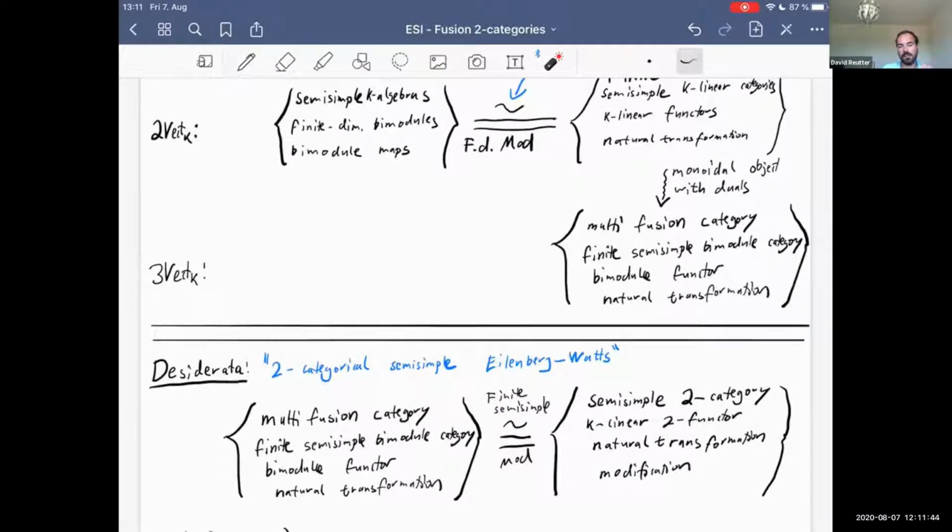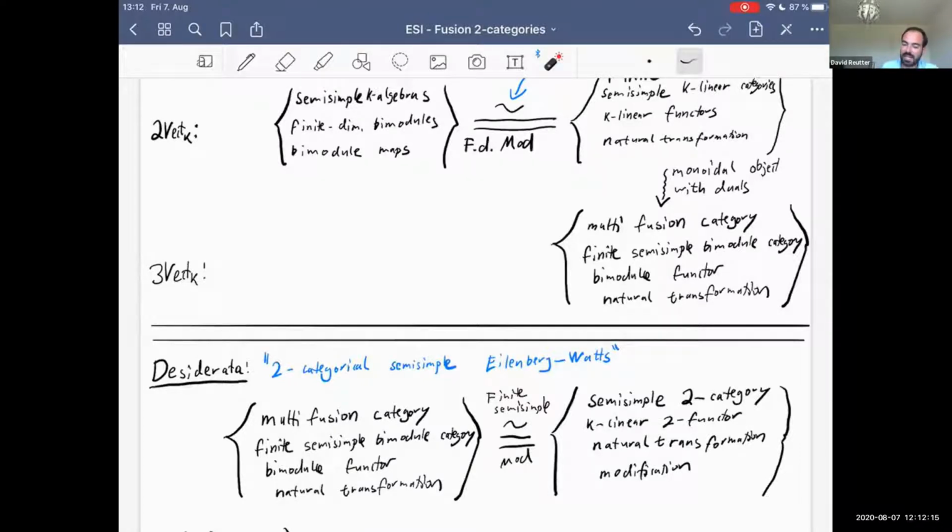We want to be able to say, well, on the left, I have multifusion categories, finite semisimple bimodule categories, bimodule functors, natural transformations. I want to be able to say, if I take modules, I end up somewhere which is in semisimple 2-categories, k-linear functors, natural transformations, modifications. And I want to have some characterization of what it means to be a semisimple 2-category, what it means to be of the form Mod of a multifusion category, if you want sort of an external characterization of that, without just saying it's Mod of a multifusion category.